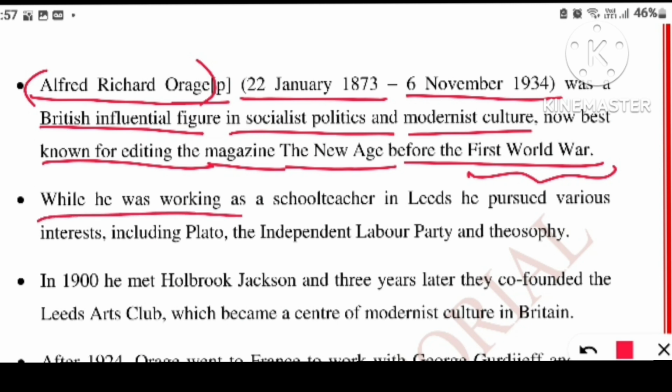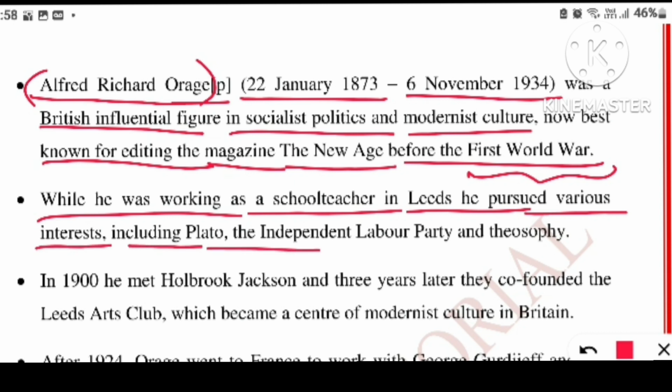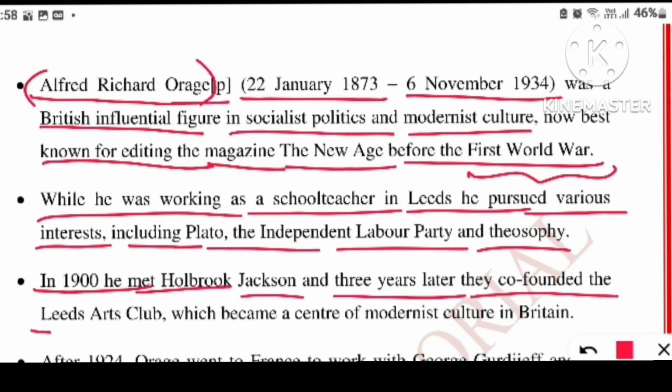While he was working as a school teacher in Leeds, he pursued various interests, including Plato, the Independent Labour Party, and Theosophy. In 1900, he met Holbrook Jackson, and 3 years later, they co-founded the Leeds Art Club, which became a center of modernist culture in Britain.